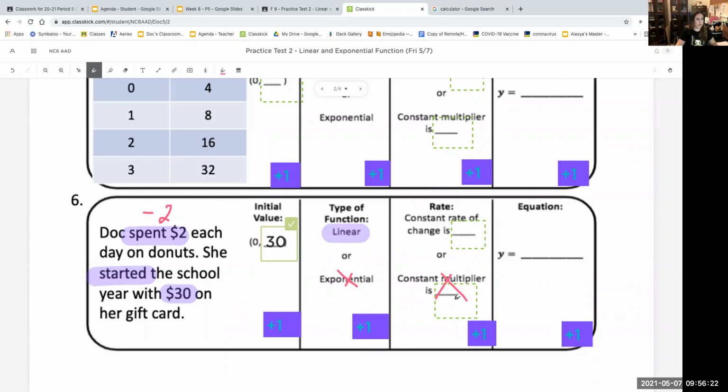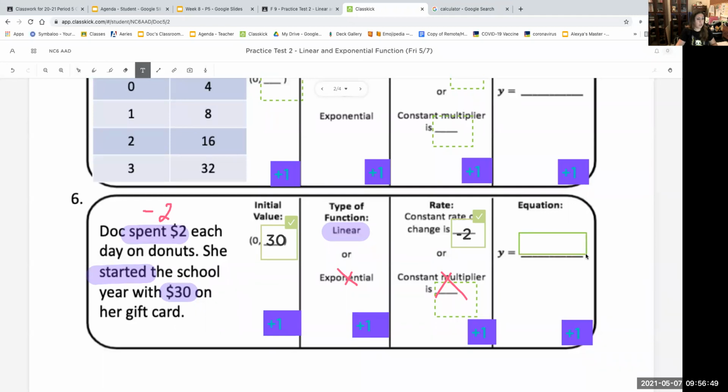All right, but do not write anything in this box. And then what is our constant rate of change? Well, I'm spending $2, so it should be a -2. If you guys wrote 2, it'll mark it as correct, but I want you guys to mark it as a -2. That is the proper way, and that's what's gonna get you guys full points. I'll take away half a point if you guys forget that negative though.